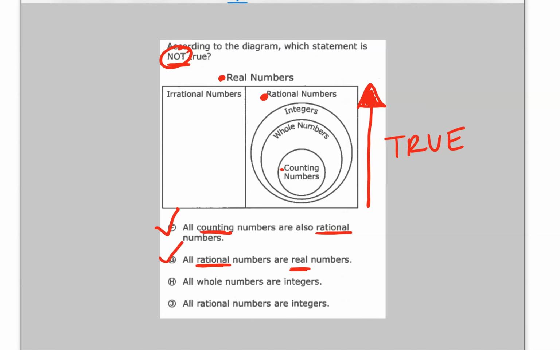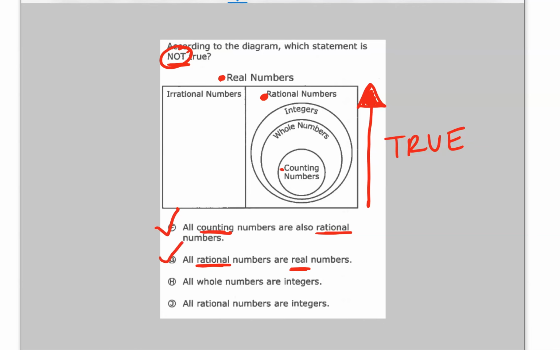All right, let's look at the next one. All whole numbers are integers. So whole numbers and integers. So whole is right here. Let me go ahead and erase this so it doesn't confuse you. Whole is right here. And then integers is right here. So whole to integer. Did it go up? Yes, it did.